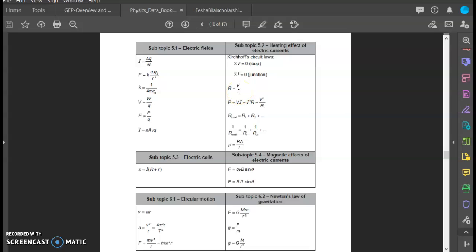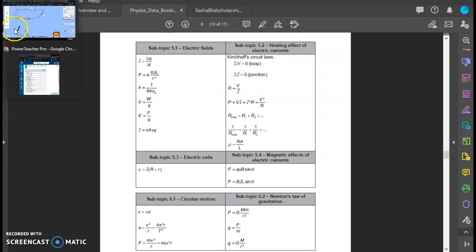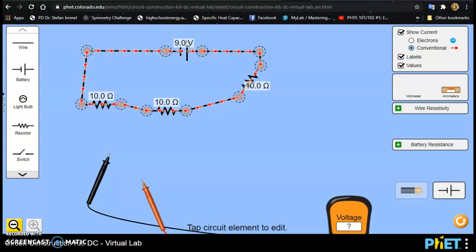If I want current, which I'm going to try to calculate here, I is equal to V over R. I equals V over R. So I have my calculator. I'm going to do 9 volts divided by the total resistance in the circuit.